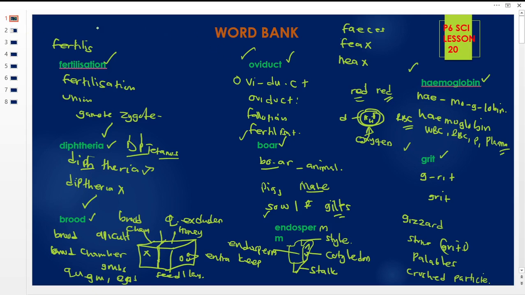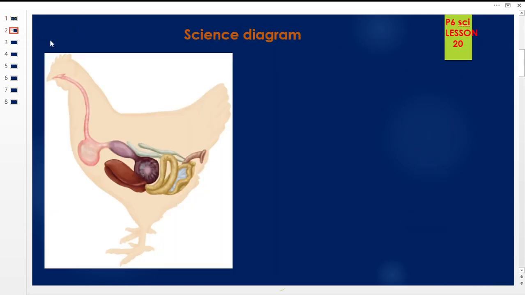Okay, so from here we are now going to look at the diagram for today. Wow, so today we are going to look at the digestive system of a fowl. Remember, fowl means a domestic bird, like ducks, turkeys, hens, cocks, and so on, so long as they are kept at home, the poultry.